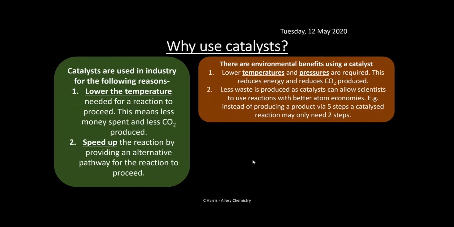So there are environmental benefits as well as economic benefits. Lower temperatures and pressures mean less carbon dioxide is produced, which we know is a greenhouse gas. Also, because we're using a catalyst, less waste is produced, because catalysts allow scientists to develop routes with better atom economies. So, for example, instead of producing it via a 5-step mechanism, we could do it via a 2-step, which means we get less waste products at each of those steps.